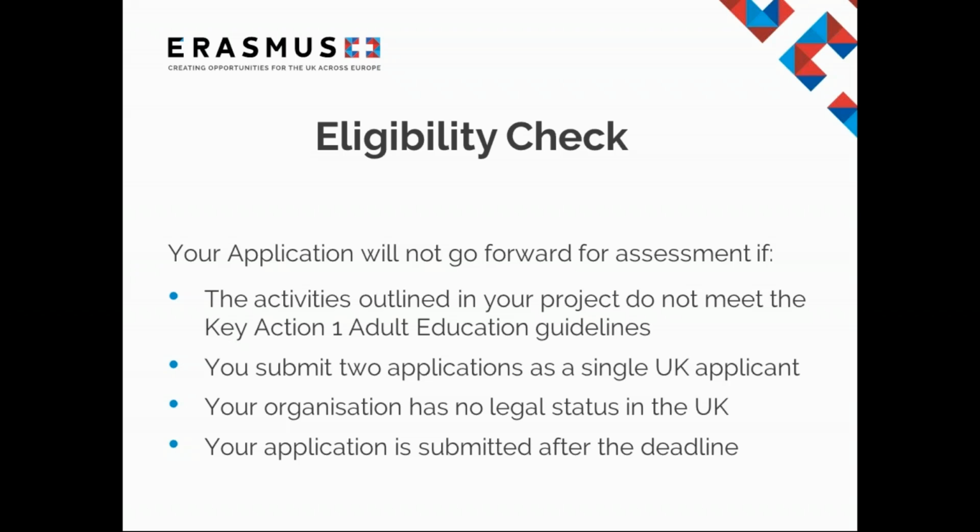I included some examples of applicable eligibility criteria on this slide, but please remember that this is not a fully comprehensive list. Your application won't be eligible if your planned activities are not eligible under Key Action 1 Adult Education. For example, you submit a Key Action 1 Adult Education application to send your staff on a bid writing course, or to host staff from another organization abroad here in the UK, or plan to send staff who teach primary school children instead of adults.